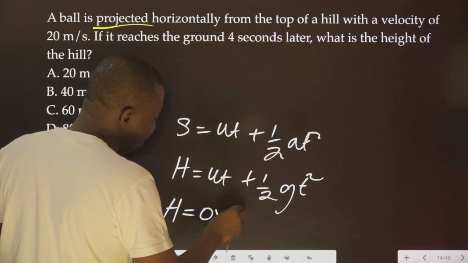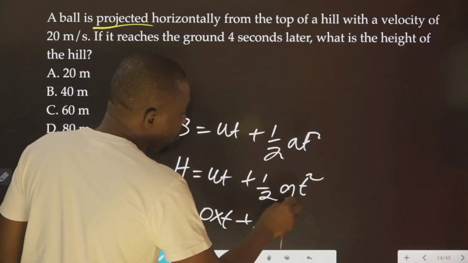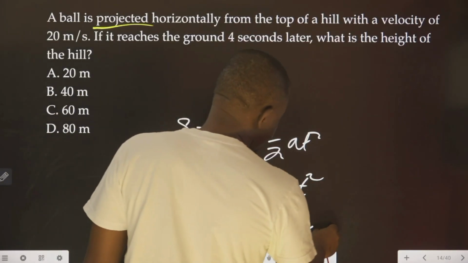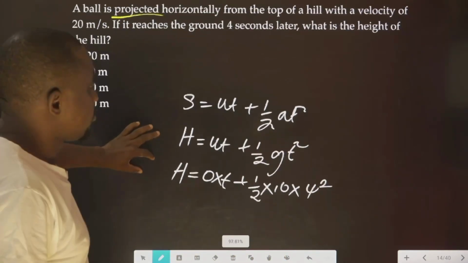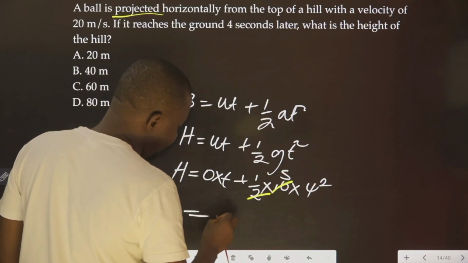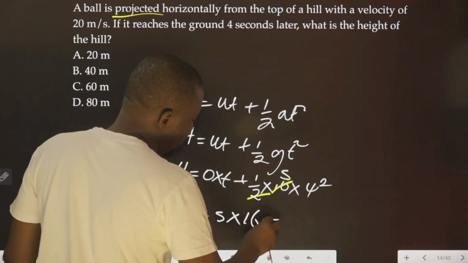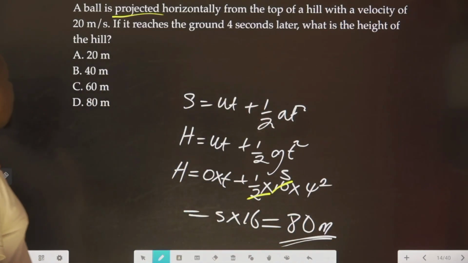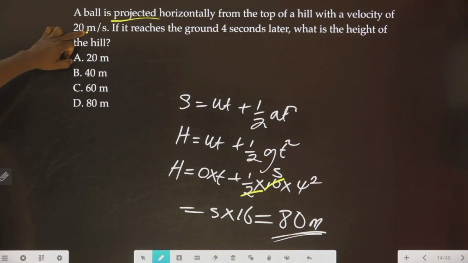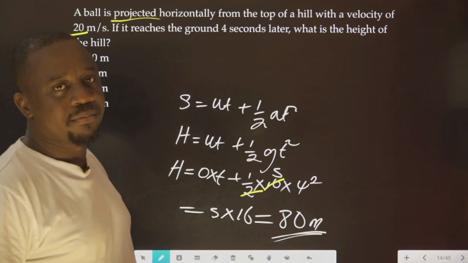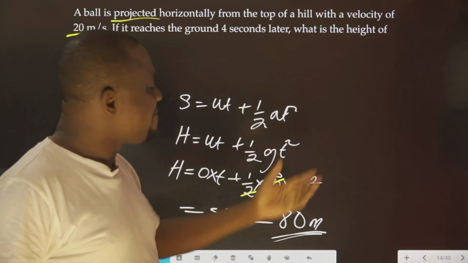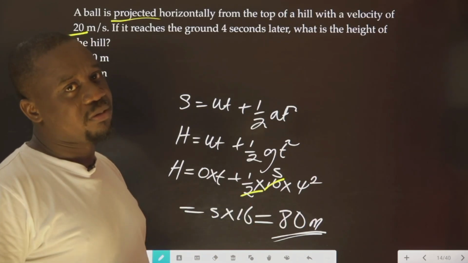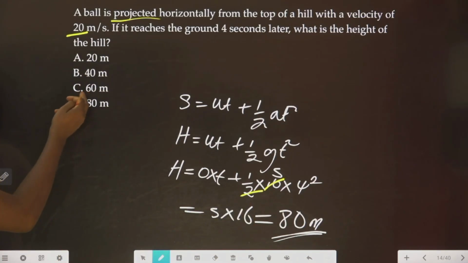So 0 multiplied by t, plus 1 over 2. What is g? Let's take 10 to be g. And the time is 4 seconds. 4 squared. This simply means 5 times 16, which equals 80 meters. One thing you should notice is that we did not even touch this. This is a trap, because this is final velocity. There's no final velocity here. This is what? A trap, to see if you know what you are doing. So the answer therefore is D.